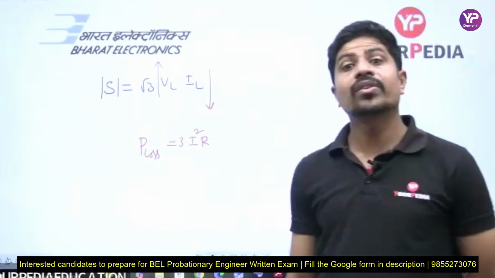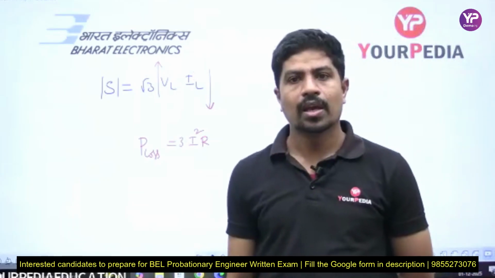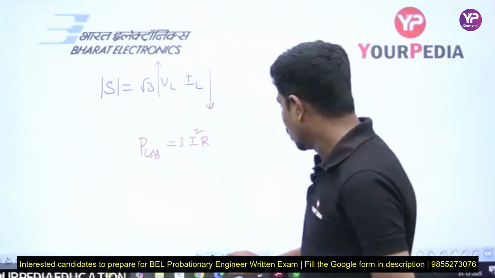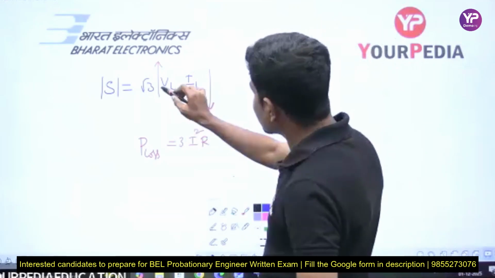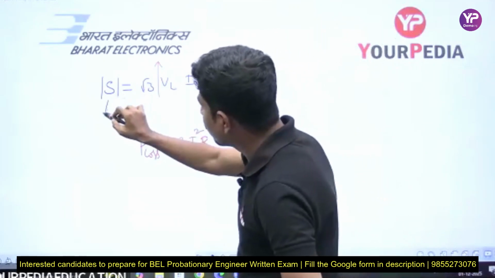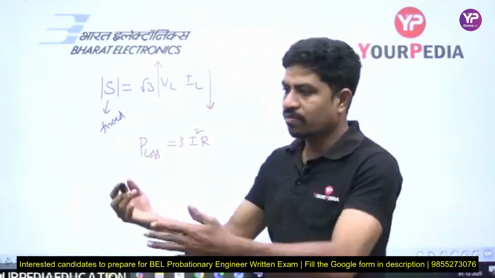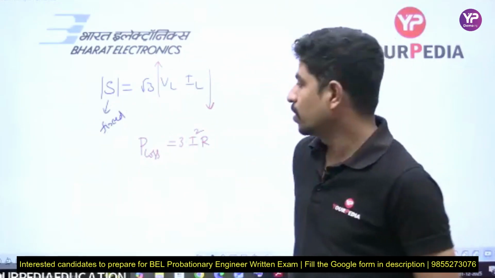3 square R. Sir, why 3 square R? Three phase. Yeah, three phase power loss. I told you, by default we are discussing three phase. Now tell me, if voltage is constant, this is for a fixed amount of power. Power is fixed, a constant amount of power. I am sending that fixed amount of power.